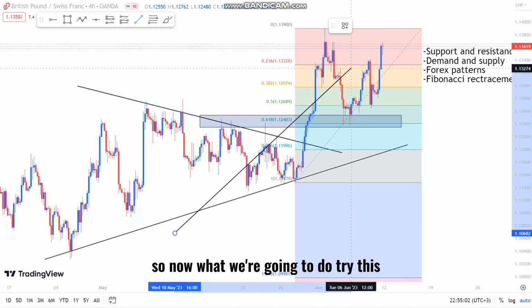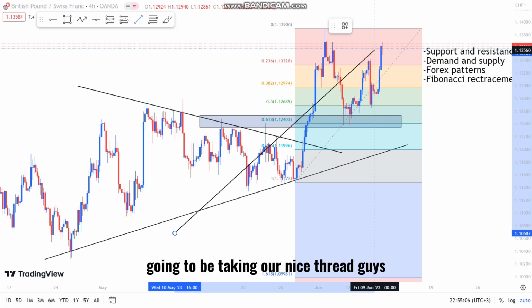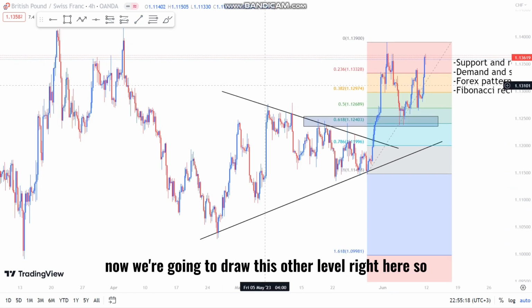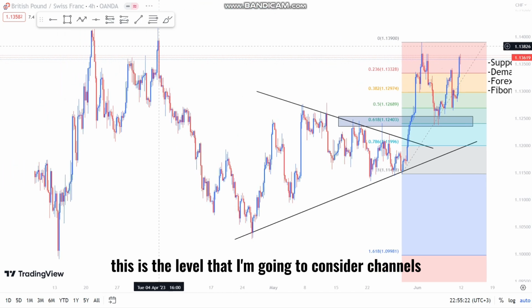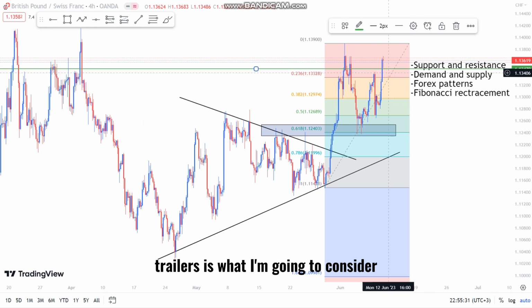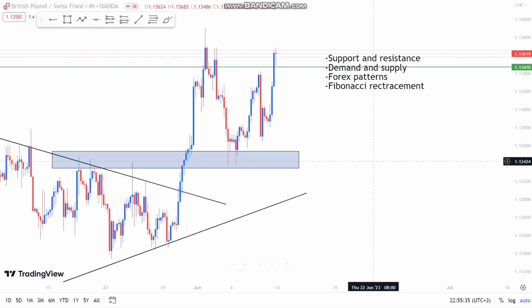So now what we're going to do, traders, is mark out another point right here. When price breaks it and retests it, we're going to be taking our nice trade, guys. So what we do is zoom out like this. Now we're going to draw this other level right here. This is the level that I'm going to consider, traders. That green line that I've drawn is what I'm going to consider. When I zoom in just like this, you can see.